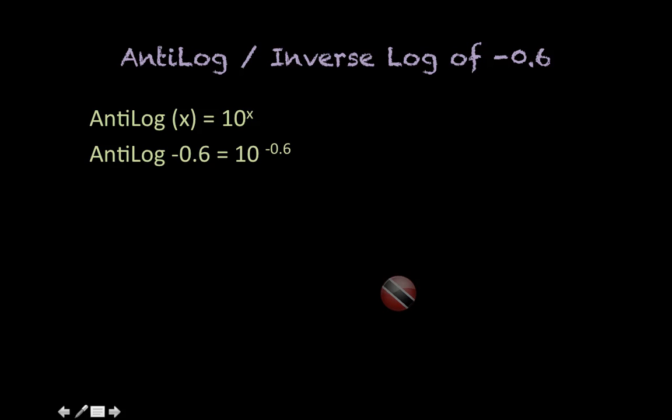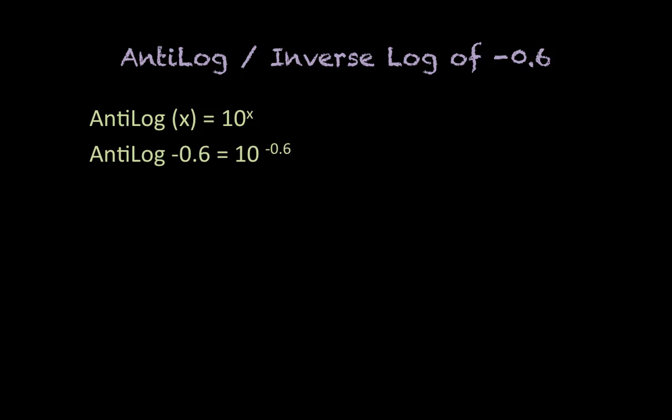Now the antilog of x is equal to 10 to the power x. So in this case, the antilog of minus 0.6 will equal 10 to the power of minus 0.6. Now in most scientific calculators, the 10 to the power x button is not right there on the calculator. You have to work towards it.